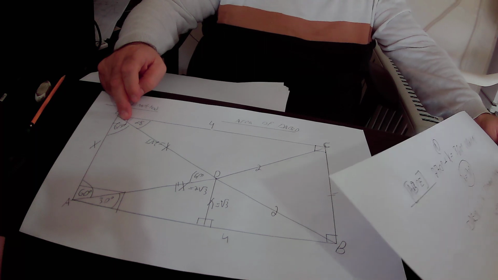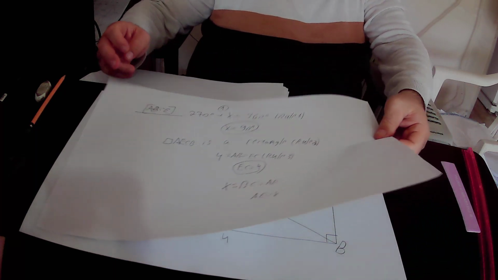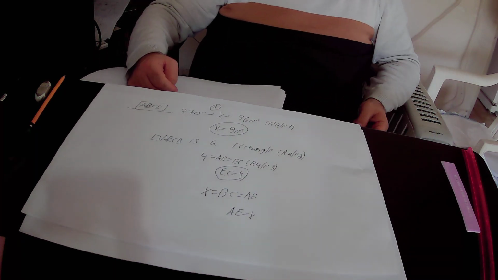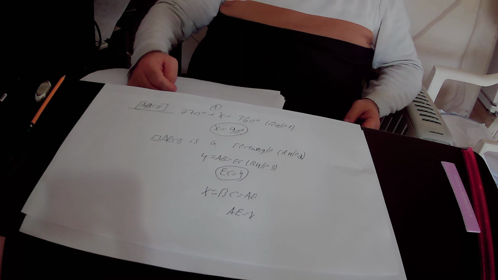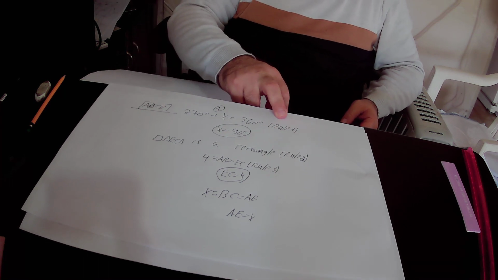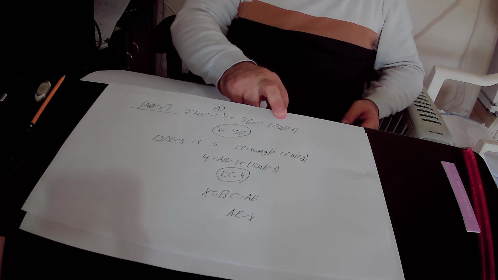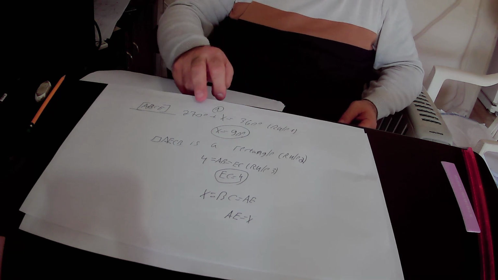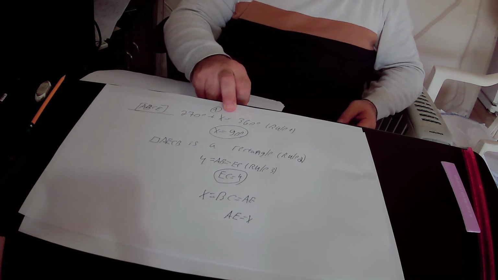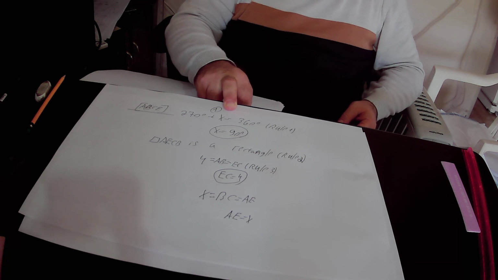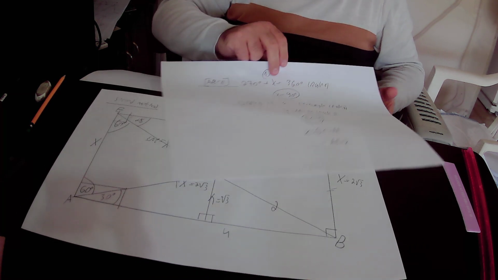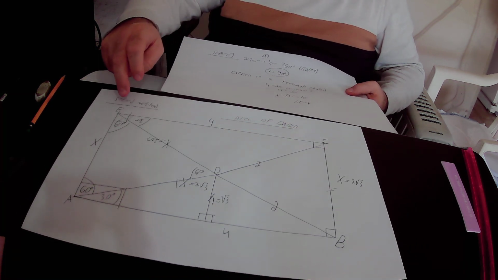We define this angle as X, and we know that the sum of the angles in any quadrilateral is equal to 360 degrees according to rule number 1. So the sum of 3 right angles, that is 270 degrees, plus the size of angle X must be equal to 360 degrees. We subtract the 270 degrees from this equation, and we got that angle X equals 90 degrees.